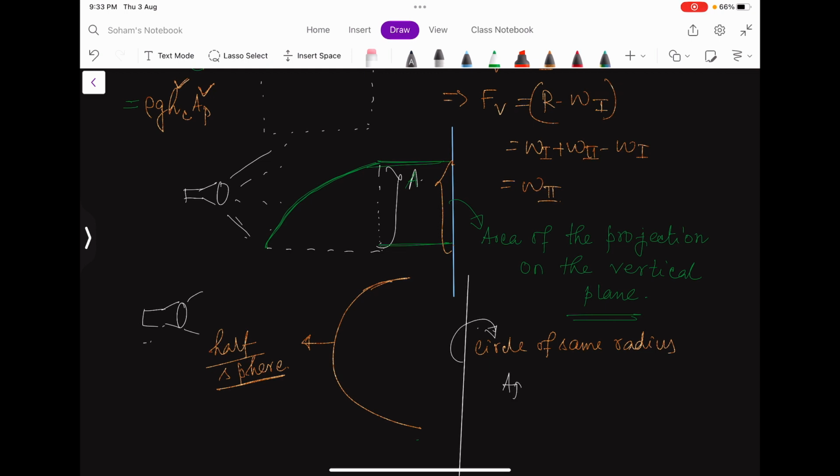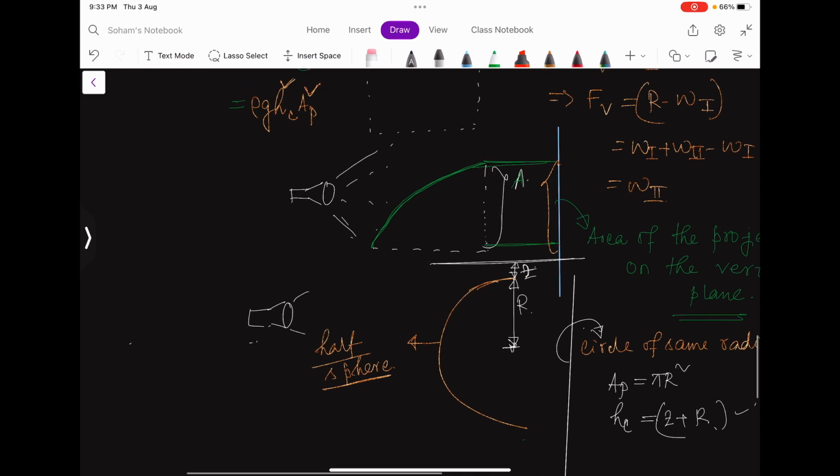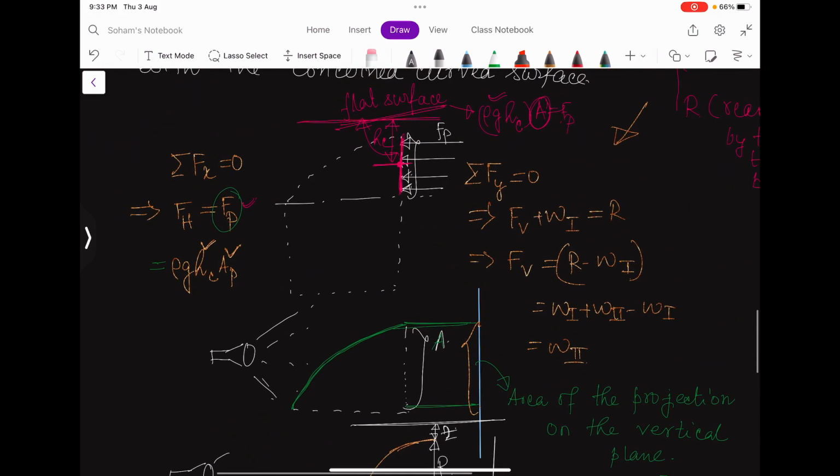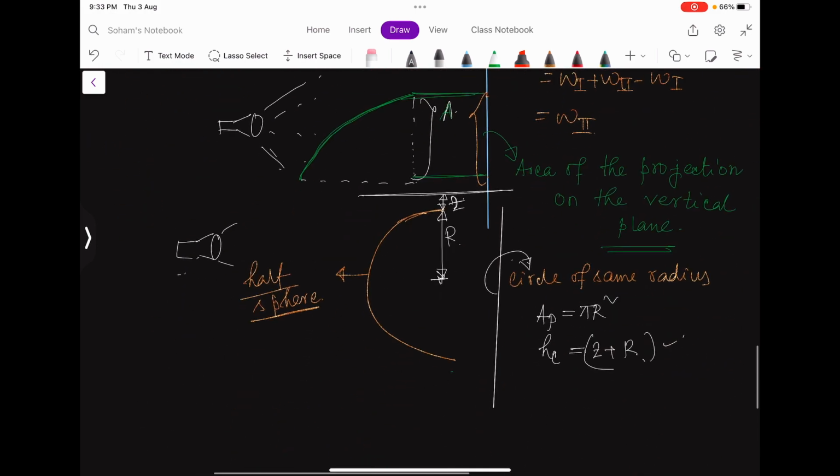So then our area projected will be pi r square, and this hc will be, let us say that this is the free surface and this height is z. So hc will be z plus r, because the centroid is somewhere here, so this is r. Okay. So that's how I find both the FH and FV.